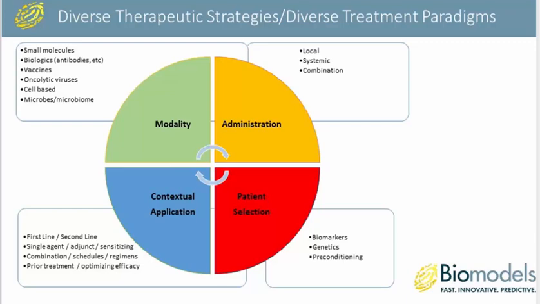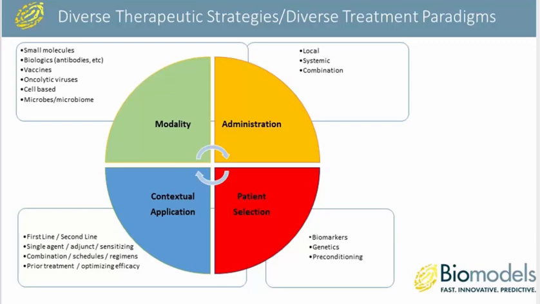Now, the oncology pipeline is filled today with really diverse therapeutic strategies and treatment paradigms, and this makes for a ton of variables in how they'll all work together and how we might want to assess these preclinically before going into the clinical trial. So we have different therapeutic modalities such as small molecules, biologics, vaccines, viruses, cell-based therapies, and microbiome-modulating therapies. These can be administered locally, systemically, or in a combination of the two.